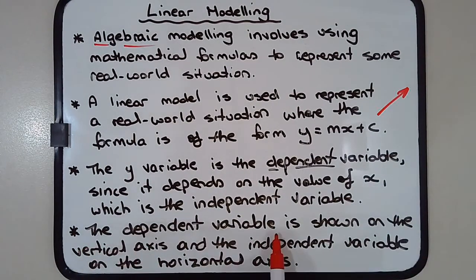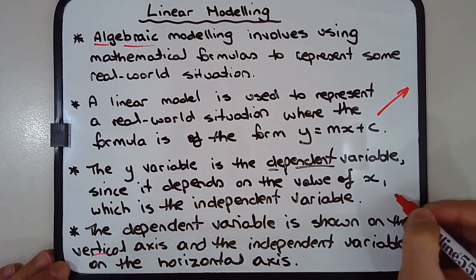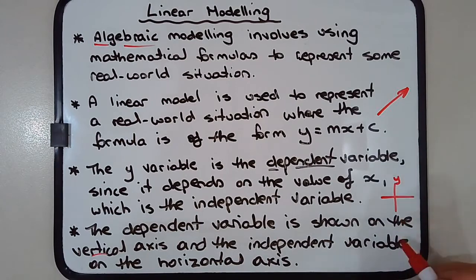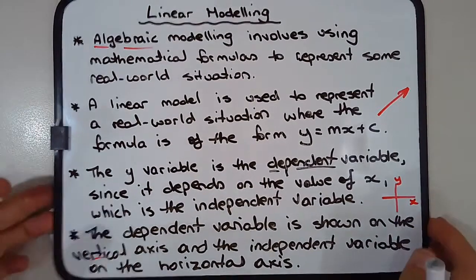Now, the dependent variable is shown on the vertical axis. You know that the vertical axis, I'll just do it here. So, right, that's the y-axis, or traditionally the y-axis on the number plane, and the independent variable is on the horizontal axis, which is traditionally the x-axis.